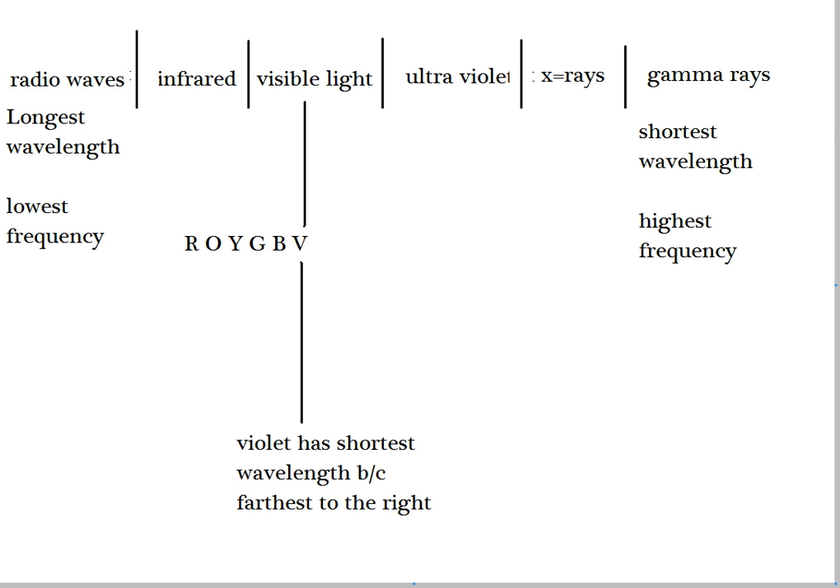the frequency is going to increase and the wavelength is going to shorten. So for violet, violet is going to have the shortest wavelength because it's farthest to the right.